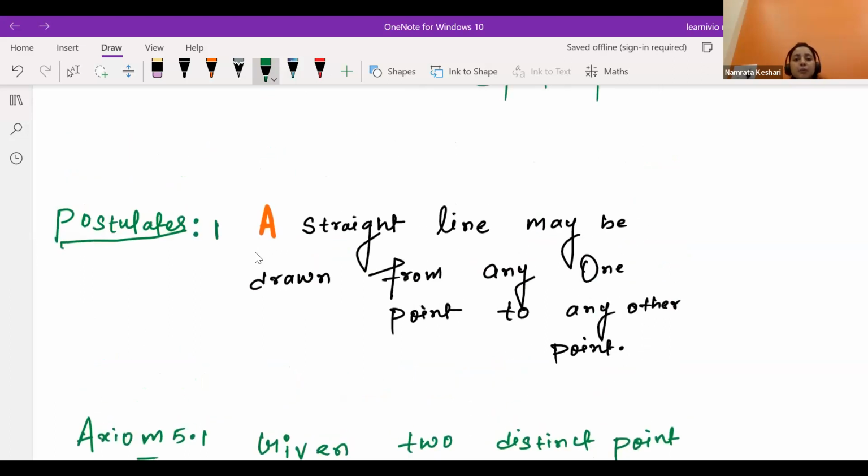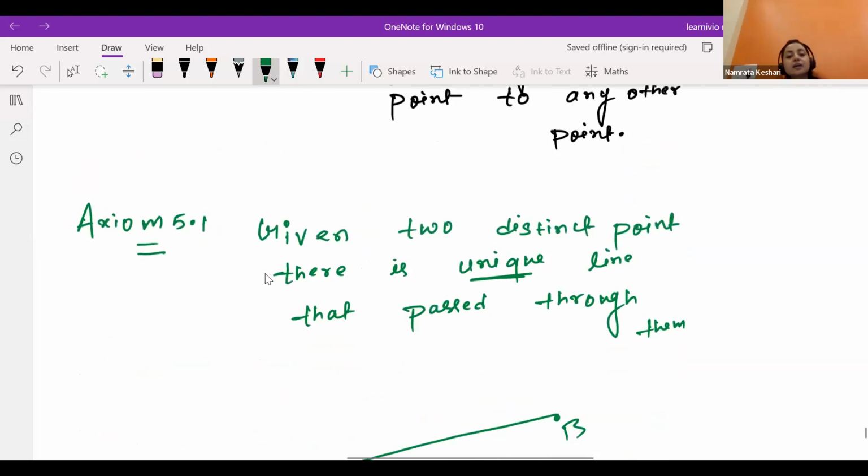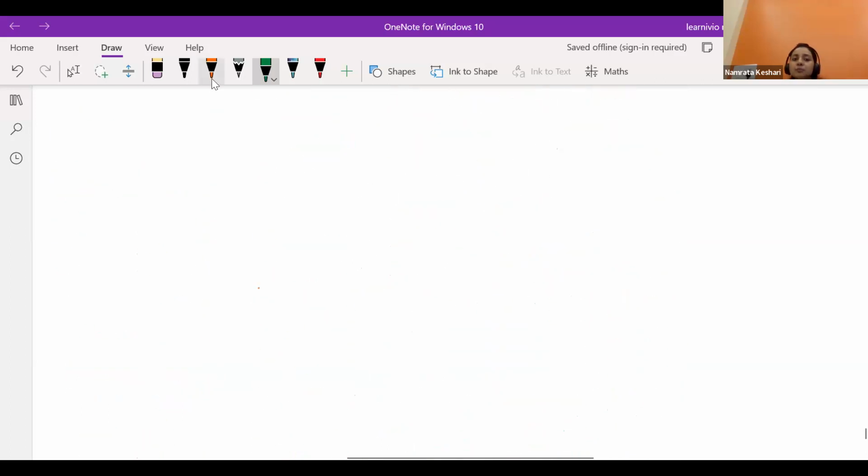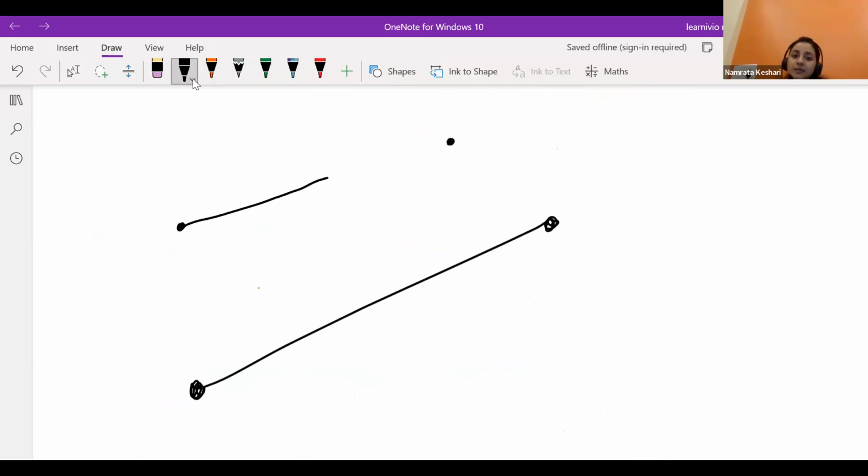You have to tell me one by one. Postulate number one is a straight line may be drawn from any one point to any other point. However, in axiom 5.1, it is mentioned that given two distinct points, there is a unique line that passes through them. So postulate number one is a straight line may be drawn from any one point to any other point. And the elaboration of that is there in the axiom, which says that given two distinct points, there is a unique line that passes through them.